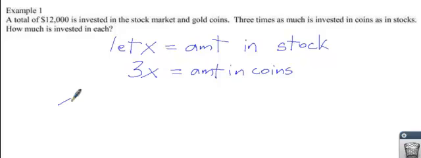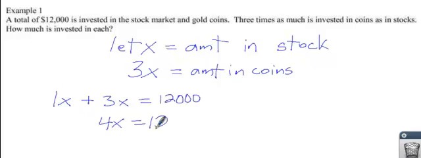Well, if I take the total amount that I invest in stocks plus the total amount that I invest in coins, I should get 12,000. And then we solve this. So 1x plus 3x, I get 4x equals 12,000. Divide by 4, I get x equals 3,000.